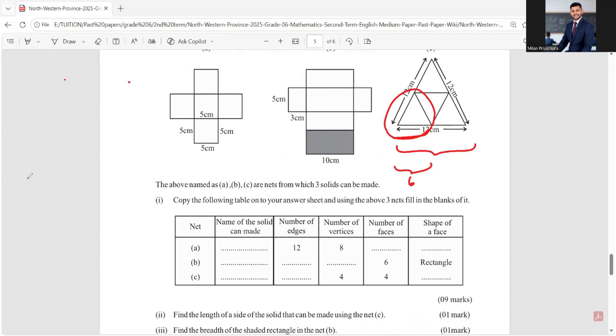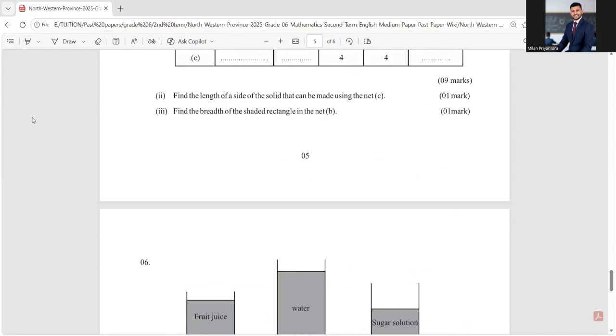And the side length of a face of that solid should be in this one. Length of the side of a solid that can be made using C. Find the length of the side. It is 6 centimeters.